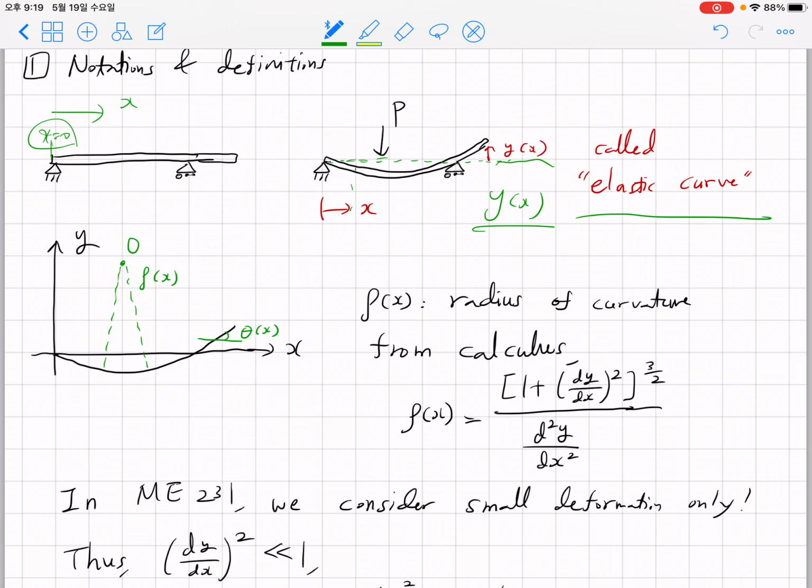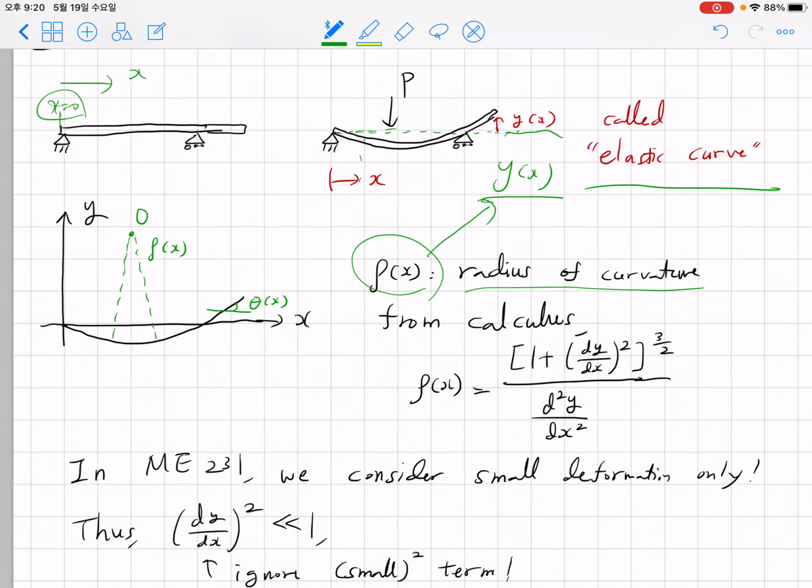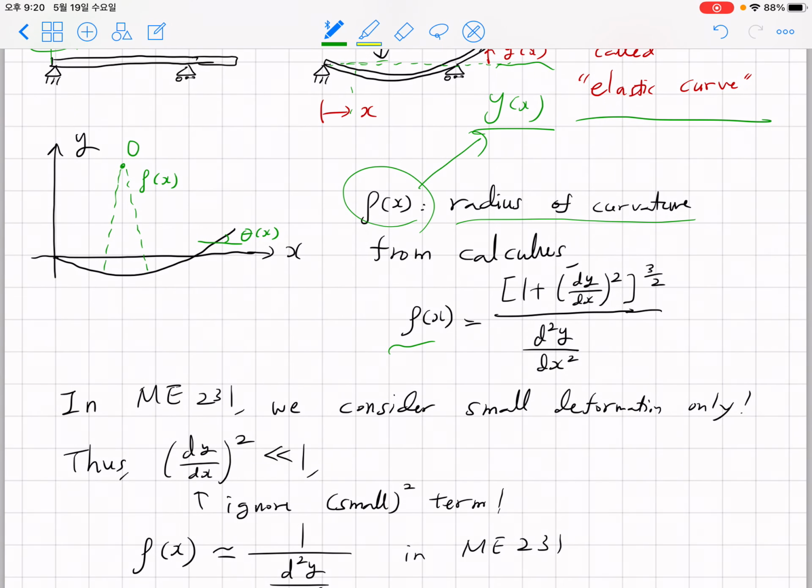When we consider the elastic curve, we can adapt some knowledge from freshman calculus class. In freshman calculus, we learn about the radius of curvature definition for any differentiable curve. If somebody gives you the curve, you can compute the radius of curvature of this one-dimensional curve. Out of this definition, we have 1 plus something squared, divided by the second order derivative.